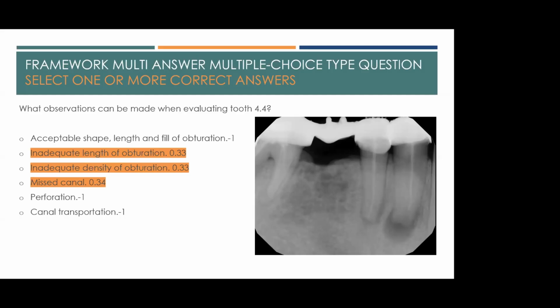In this case, the examiners have assessed that tooth 4-4 shows an inadequate length of obturation, an inadequate density of obturation, and a missed canal. So there are 3 answers, and each answer gives you a third of the mark. If you select all these 3 answers without selecting any of the wrong answers, you will get full mark. If you select only some of the correct answers without selecting any wrong answers, you will get partial mark. However, if you select any of the incorrect answers, you will lose all your mark for the question.